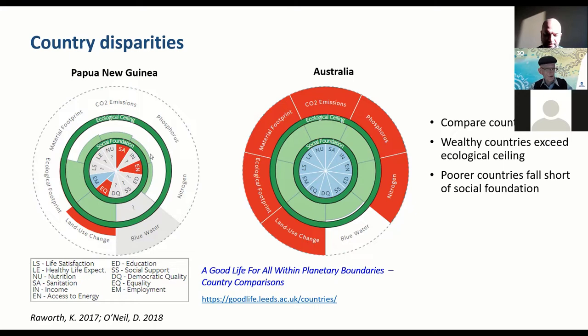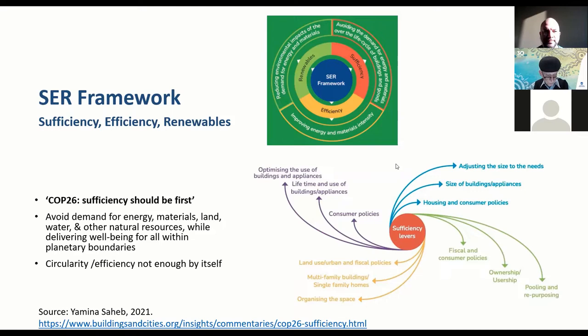You see there's some red, bits of red, whereas they're exceeding the boundary on land system change, but not much. But on the other hand, you look at Australia and other countries like Australia, and look at all the red there. I mean, it's shameful, and it needs to be dealt with. So there is a ray of hope, however.